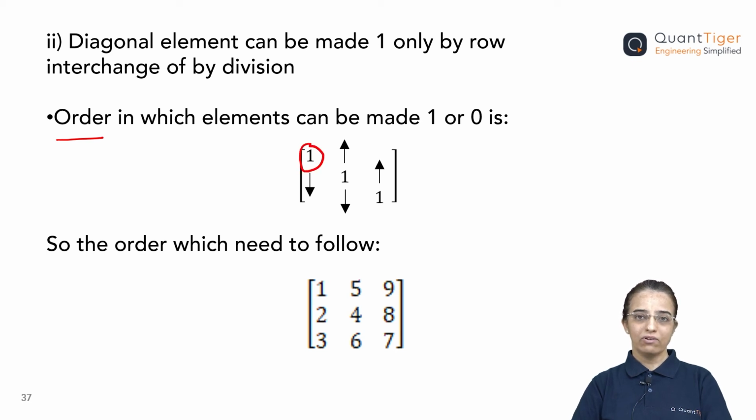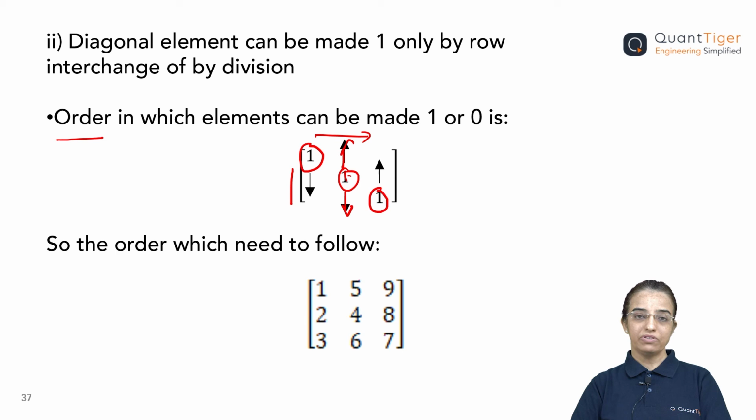First we will try to make the diagonal element 1, after that the elements below it in the same column we will try to make 0. Here we are not allowed to go sideways, because column transformations are not allowed, so there is no question of going in that direction. So we can only do vertical movements. Next we make the next diagonal element 1, and once that is done, we make the elements below it 0, and then the elements above it 0.